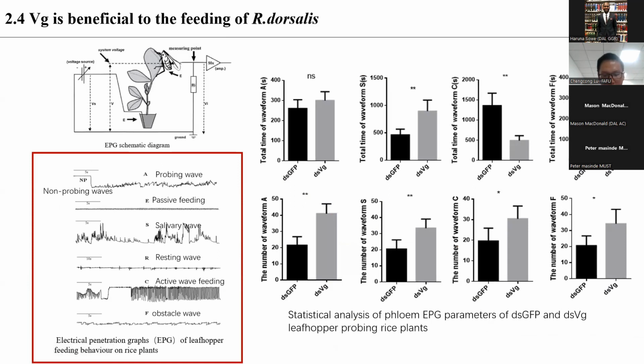Compared with the control, the number of waveform A is increased. The time and the frequency of S increased, and the time of active feeding decreased, and the number of feeding disordered wave F is increased. This result indicated that the treatment group was difficult to feed, which is not conducive to the feeding of the leafhopper. This result showed that VG released by saliva can reduce the resistance and help leafhopper feeding.